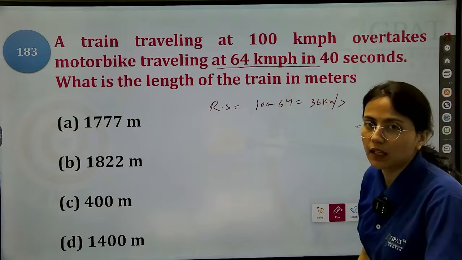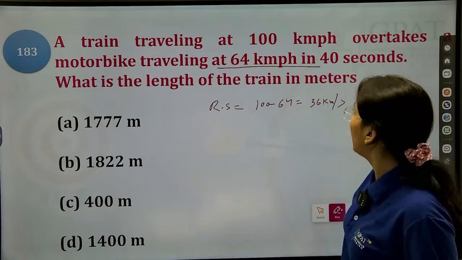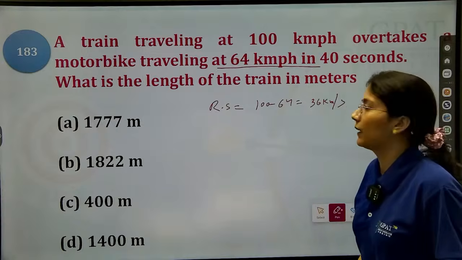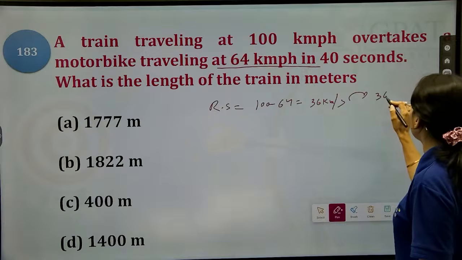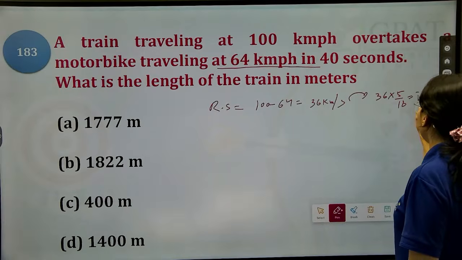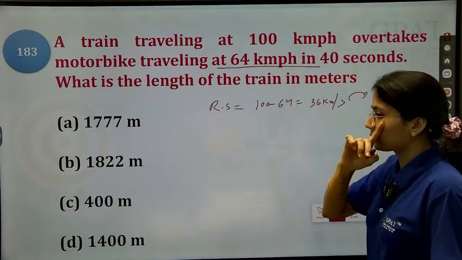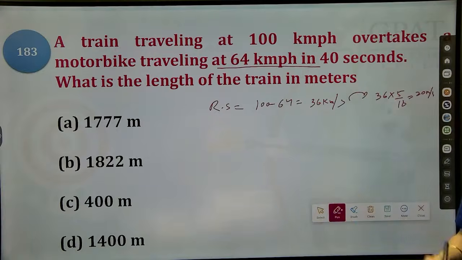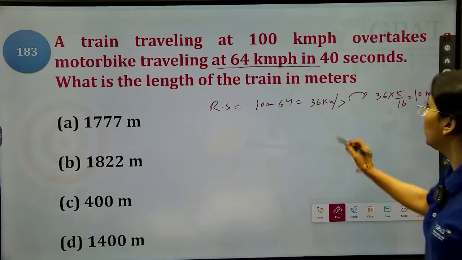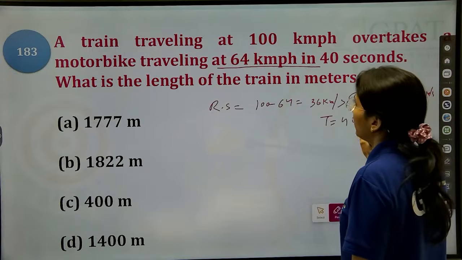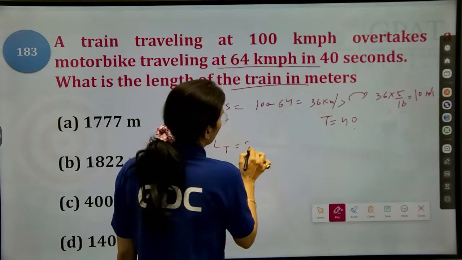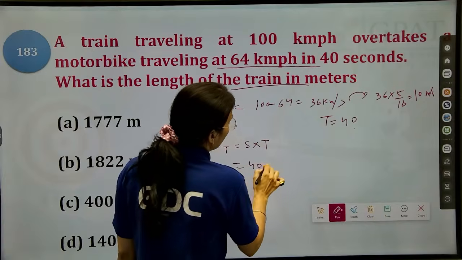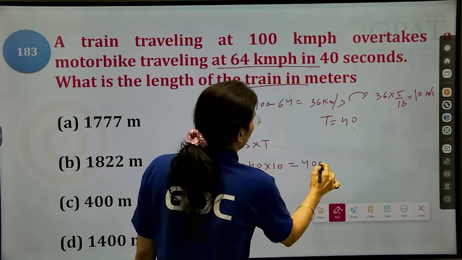Since the answer is in meters and the time is in seconds, we have to convert 36 km per hour into meters per second. That is 36 multiplied by 5 by 18, which is 10 meters per second. Now the time is 40 seconds and we have to find the length of the train. Length of train is speed into time, that is 40 multiplied by 10, which is 400 meters.